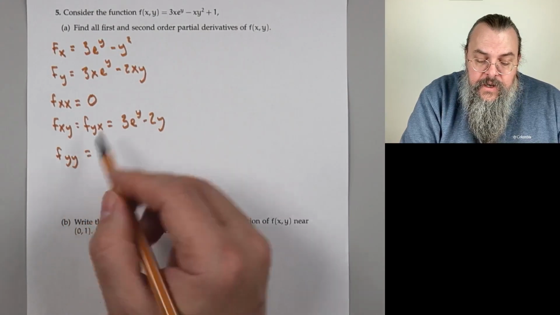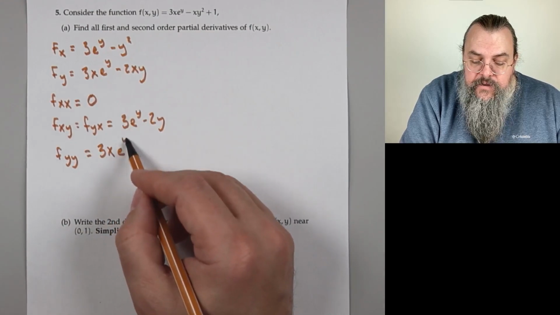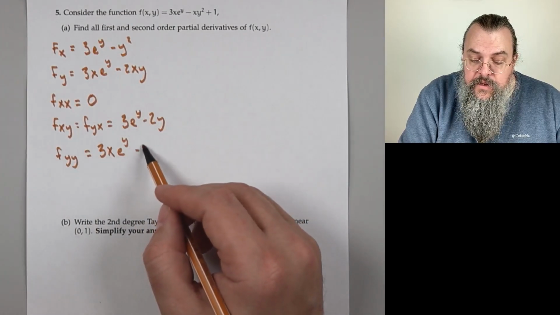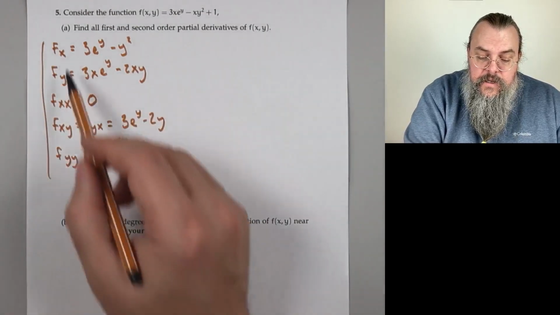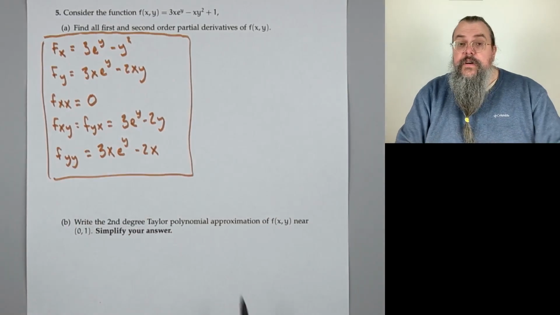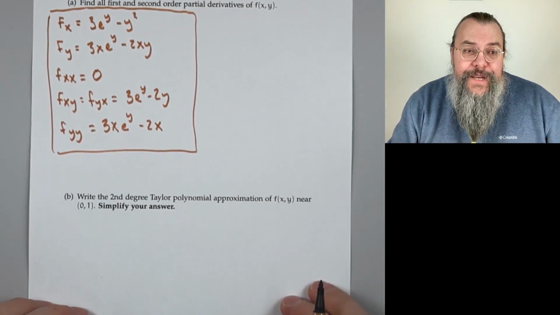fyy, all right, well, that would be 3x e^y, because the derivative of e^y is e^y, and then minus 2x, the derivative of y is 1. And there we go. There they all are. Life is good. Now, we're ready for part B.